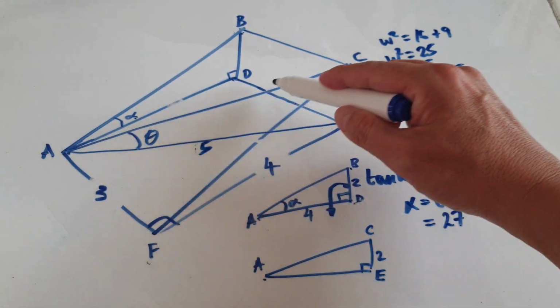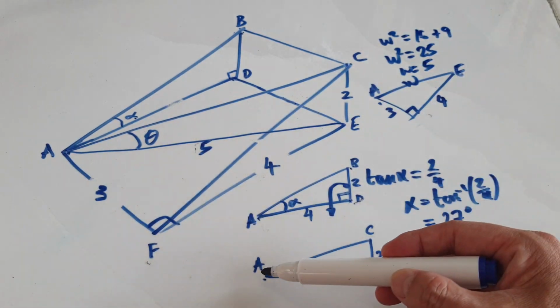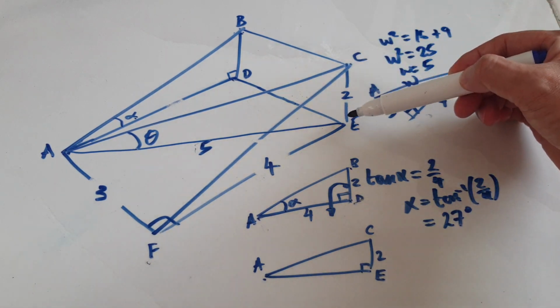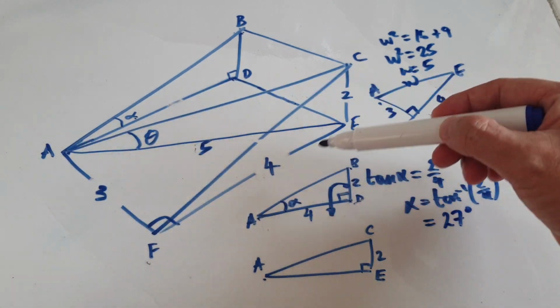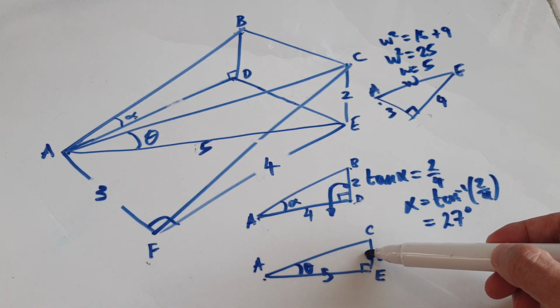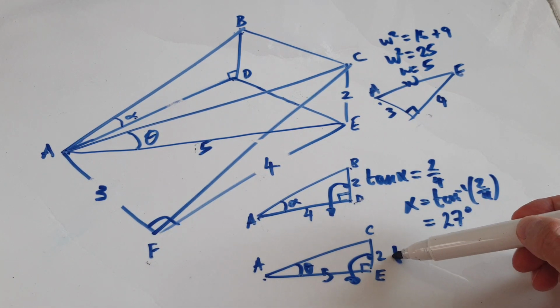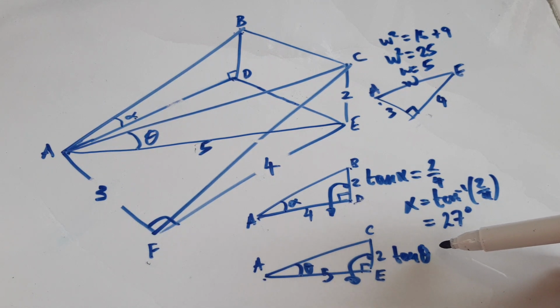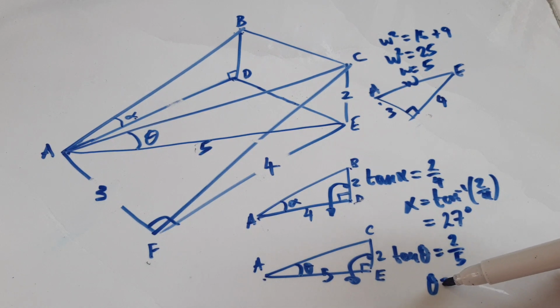Now looking back at this triangle, ACE, we know the vertical height is 2. We know the length here is now 5. Now we can work out the angle, theta. So tan the angle, tan theta equals 2 over 5. So theta equals inverse tan of 2 over 5. Jump to a calculator and that should give you roughly 22 degrees.